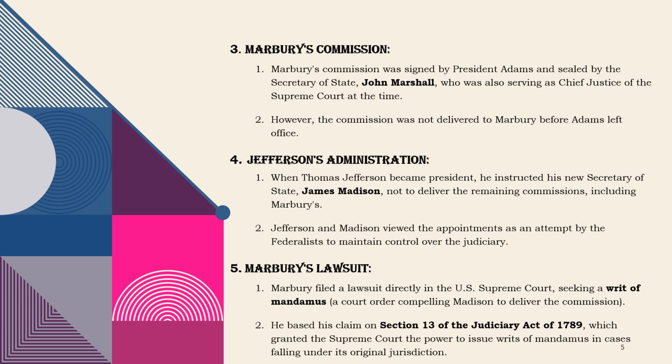Later on, Thomas Jefferson became the president. He instructed his new Secretary of State, Madison, not to deliver the commission, because they believed that the appointments would be an attempt by the Federalists to control the judiciary. Marbury then filed a lawsuit directly in the Supreme Court of the country, seeking a writ of mandamus. He based his claim on Section 13 of the Judiciary Act of 1789, which granted the Supreme Court the power to issue a writ of mandamus in cases falling under its original jurisdiction.